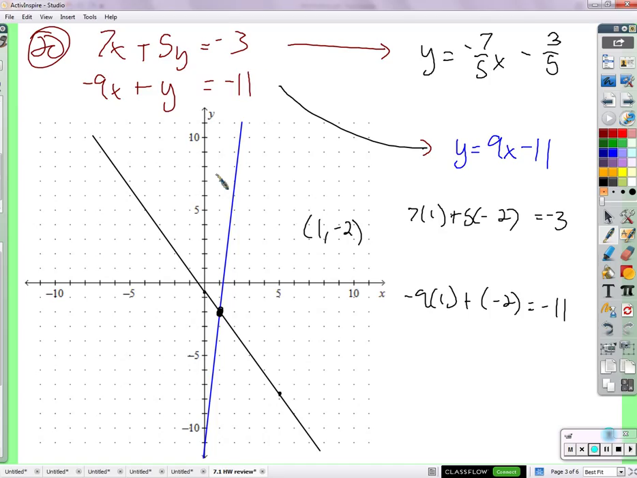So we graphed it pretty well, right? And even if we weren't exactly right on, we know that the people who wrote the book are going to be pretty nice to us when they're trying to figure out where two things cross. They're probably not going to make it cross at like 1/2 and -3/4. So it certainly looks like about 1, -2. We checked it.